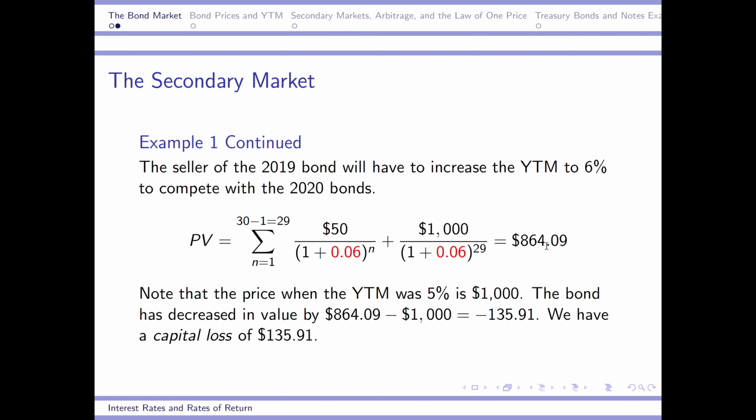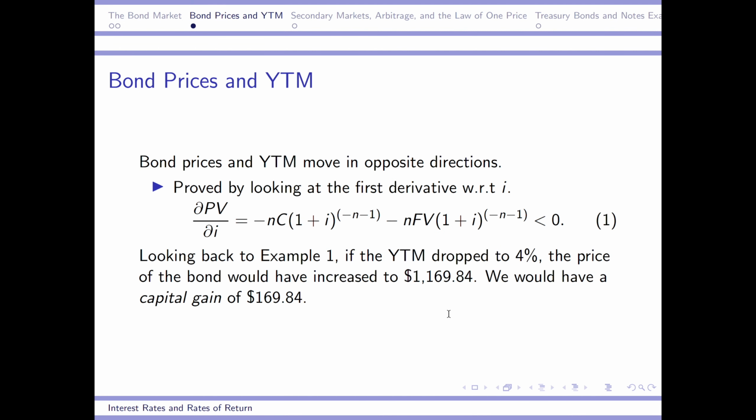$864.09. If we do some simple math, the value of the bond has decreased by $135.91. We call this a capital loss of $135.91. Since their financials got worse, the bond became riskier, and so you had to sell it more cheaply on the market compared to what you would have normally wanted to receive for it. And that's what generated the loss.